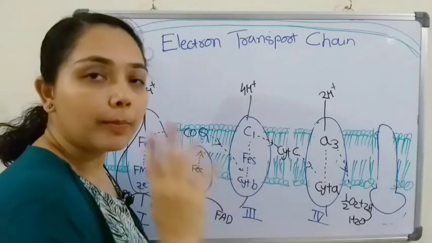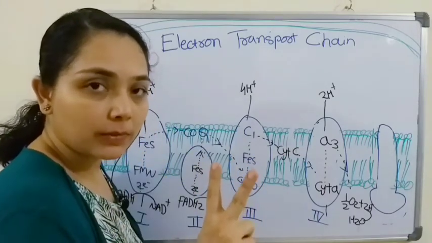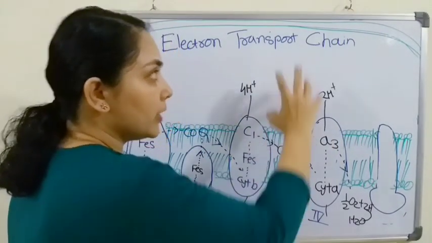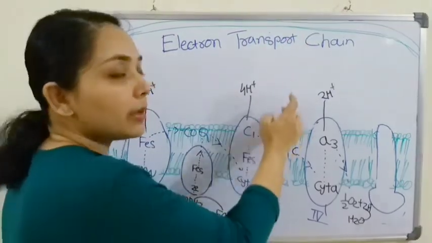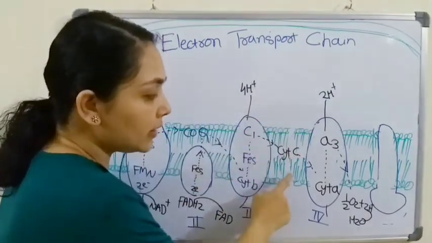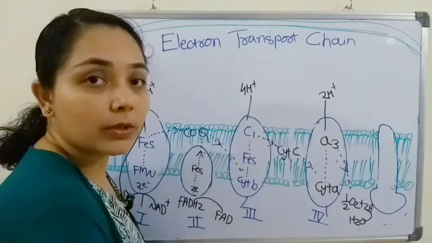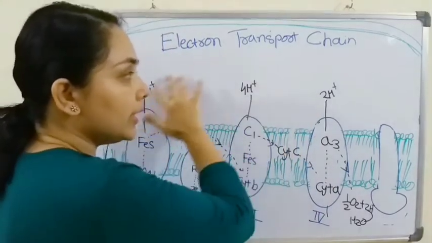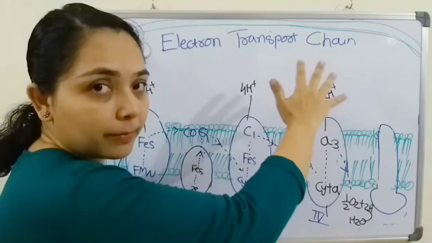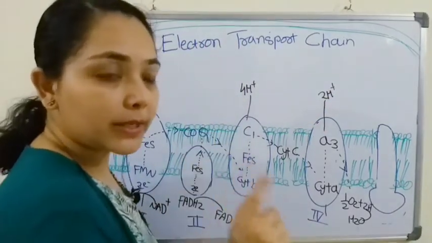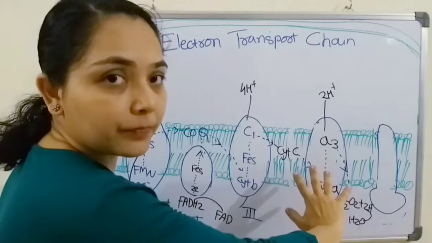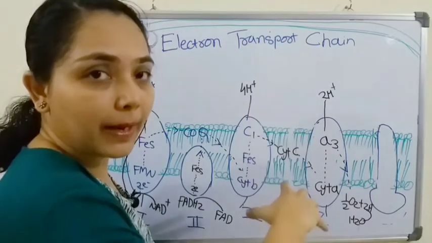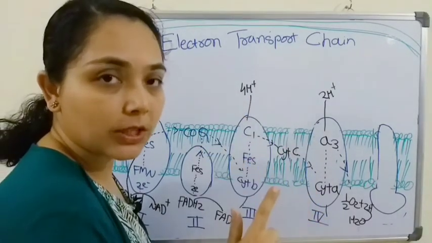We all know that mitochondria is a double membranous structure. Suppose this is the outer membrane of mitochondria, and this is the inner membrane. The region between the outer membrane and inner membrane is known as the intermembrane space, and the region below the inner membrane is known as the matrix region. So the matrix region is covered by the inner membrane, then the intermembrane space and then the outer membrane. The electron transport chain is present in the inner membrane of mitochondria. Actually, these protein complexes are embedded in the lipid bilayer. So these are the components of the electron transport chain.